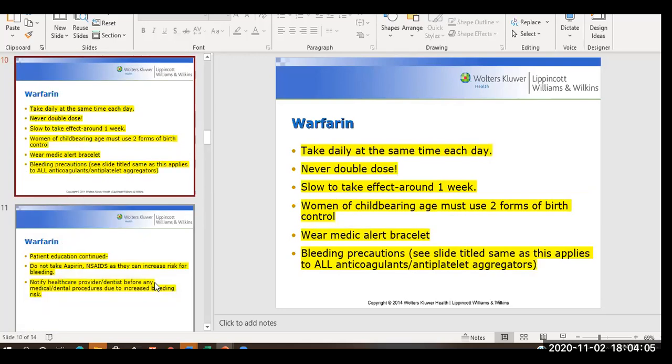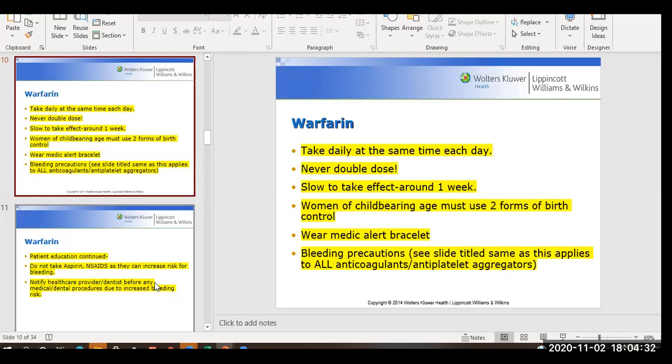And with warfarin, this applies pretty much to, you know, like all these meds. Take it at the same time each day, never double dose. Warfarin's slow, takes about a week to get to that 2.0 INR, right? If you are of childbearing age, they're going to need 2 forms of birth control, because don't get pregnant while you're on warfarin. And with any anticoagulant, the patient is advised to wear a medic alert bracelet.